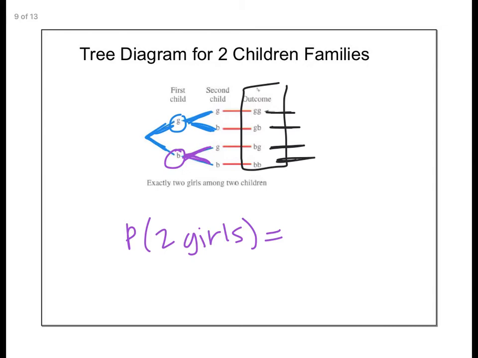So we want to know what's the probability of having exactly 2 girls. Well, that only happens one time out of these 4 different options. So the probability of having 2 girls is 1/4. What we need to do now is draw a tree diagram for 3 children.